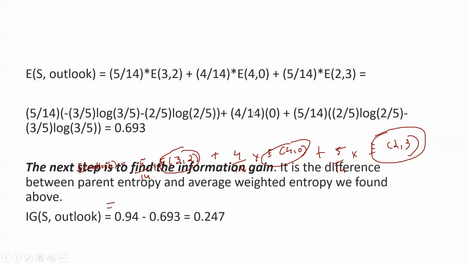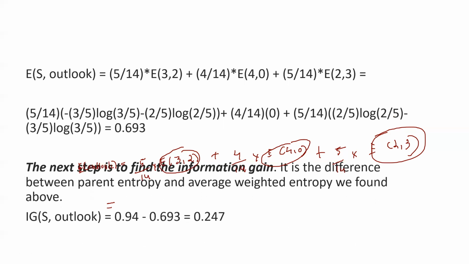Now if I try to calculate 5 by 14 minus 3 by 4 log of 3 by 5 minus 2 by 5 into log of 2 by 5, plus 4 by 14 into 0, plus 5 by 14 into 2 by 5 log of 2 by 5 minus 3 by 5 log of 3 by 5. This is the formula for the entropy we are calculating for the outlook.